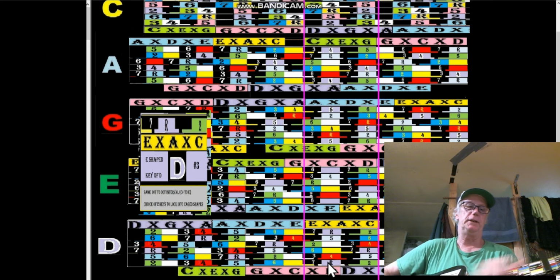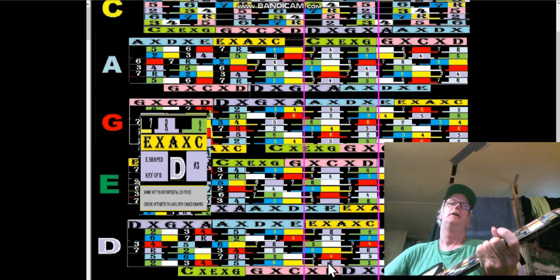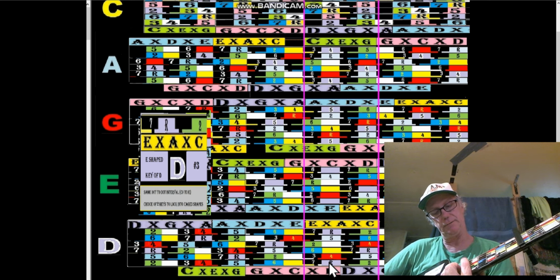Because when you play an E down here, E becomes the root. That's why it's E shape there. It's going to be E shape up on the C sharp here.